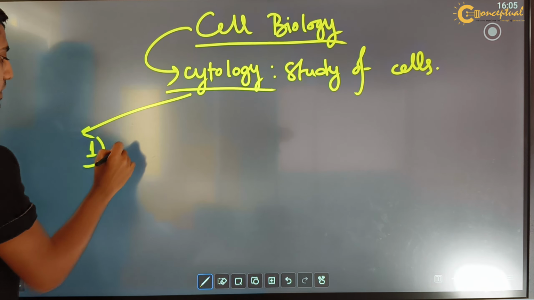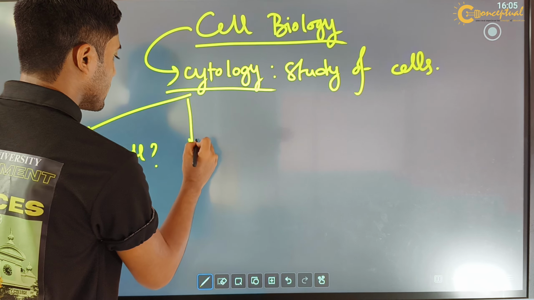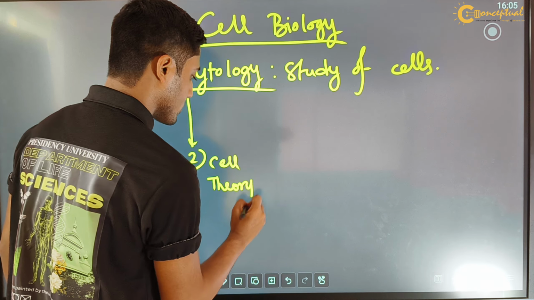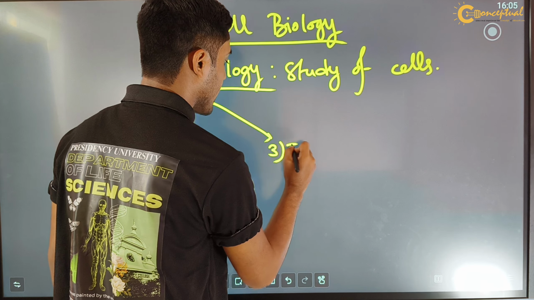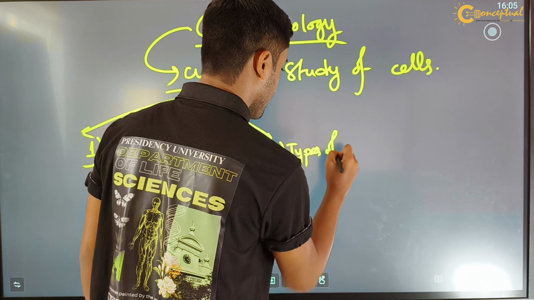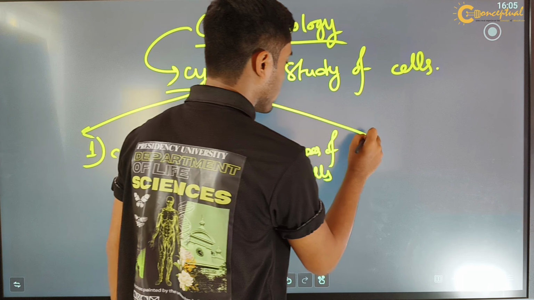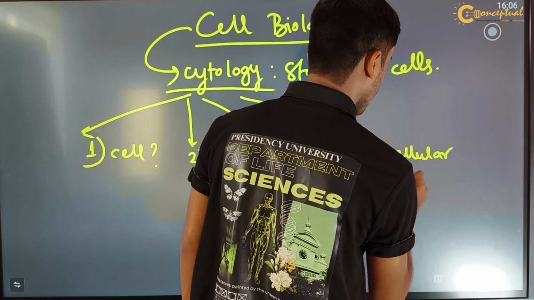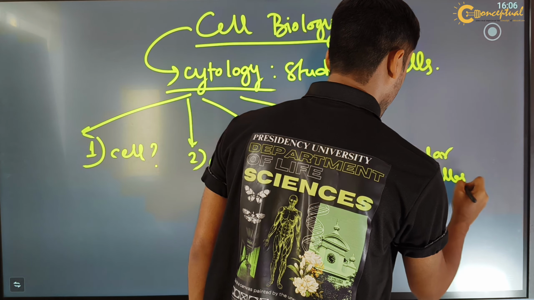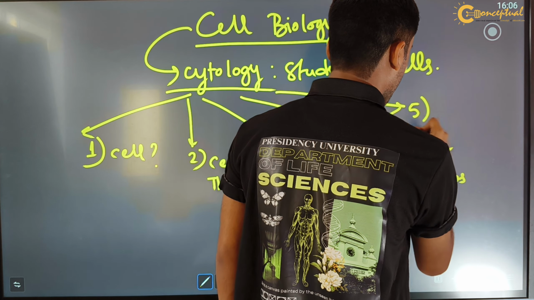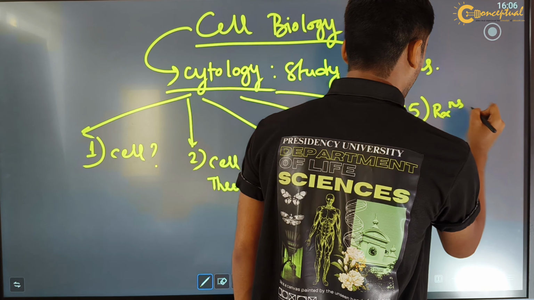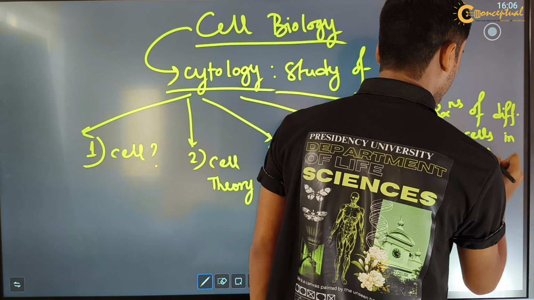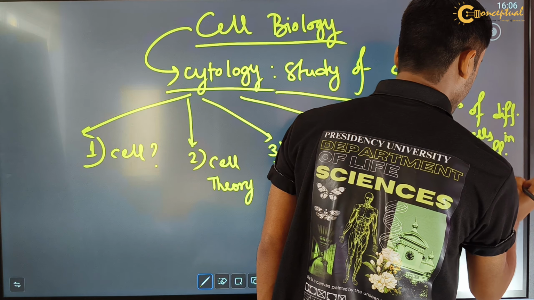The first component will be what a cell actually is. The second portion deals with cell theory. The third part would be the types of cells. The fourth part would deal with the cellular compartments or the cellular organelles. And the last part of the chapter will speak about the reactions of different cells in different concentrations of medium.